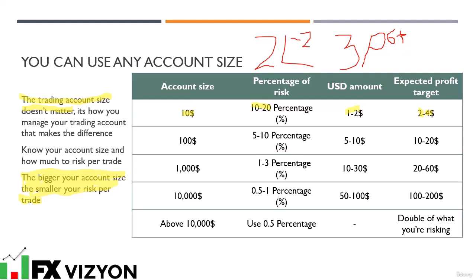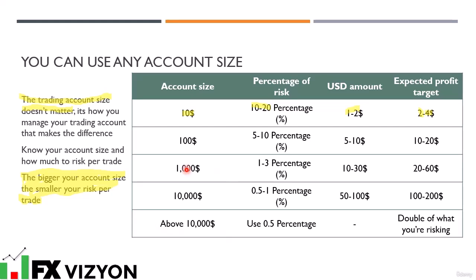Now we have a higher capital. The first we had just $10, and we were risking 10 to 20% because $10 is very, very small, and to make a reasonable amount, imagine you're risking just 1% of $10. That would be like 10 cents or so. So you can't be risking 10 cents per trade, because it will take a longer period for you to be profitable like that. So you have $100 right now, so you are risking 5 to 10%.